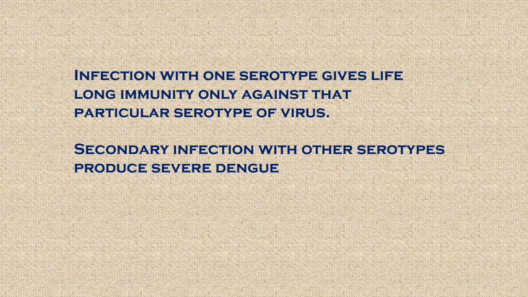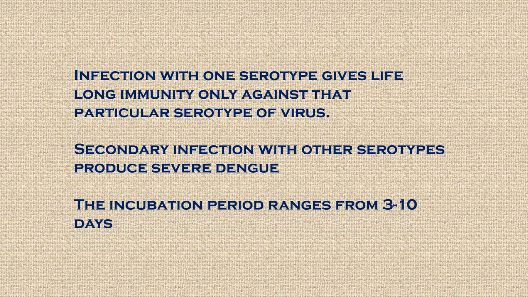For example, you may initially be infected with DenV1 serotype and gain lifelong immunity against DenV1. After a certain amount of days, you are again infected by DenV2 serotype, but you do not have immunity against that particular serotype and you develop severe dengue infection. The incubation period ranges from 3 to 10 days. Incubation period is nothing but the period between when we first get exposed to the infection and the appearance of the first symptom.